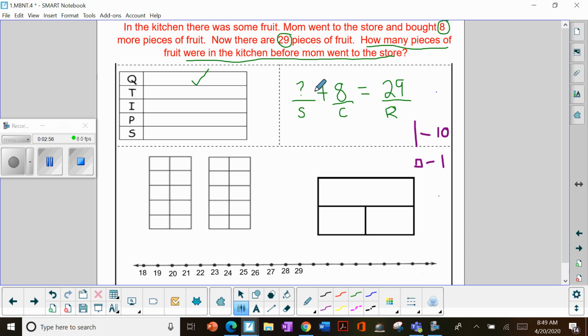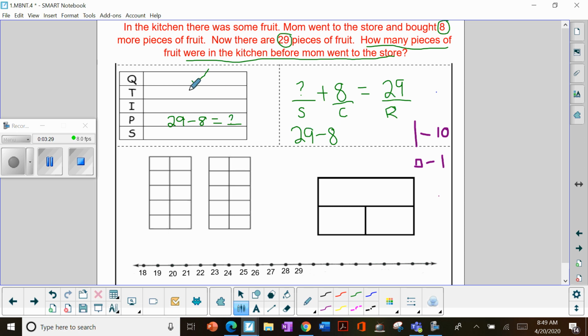By this sign, it looks like we're doing addition, but actually to find the answer, we're going to have to subtract 29 minus 8. So I'm going to put that in here because that's where our equation needs to go. 29 minus 8 equals some number. I don't know what number yet.